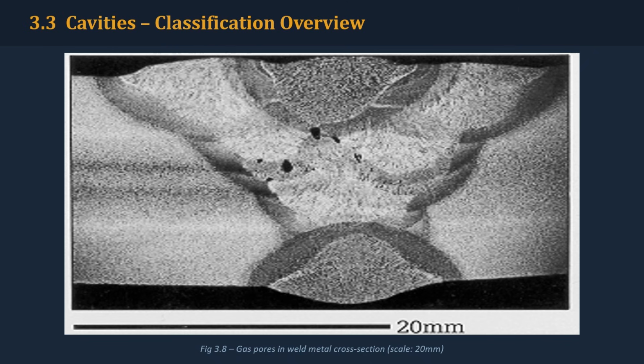The photograph on the slide shows gas pores in cross-section. Again, look at their geometry. The approximately spherical shape helps distinguish them from slag inclusions. This is a useful example of why a welding inspector should study morphology, not just terminology. When you encounter an indication, its shape can provide a clue about the mechanism that produced it. We will now examine the specific causes and prevention of gas pores.